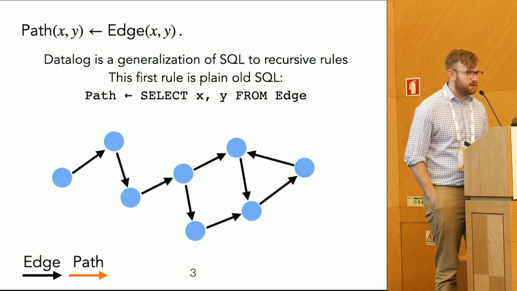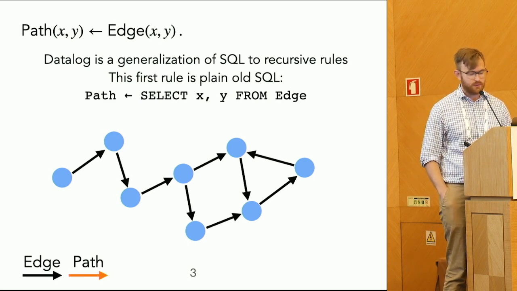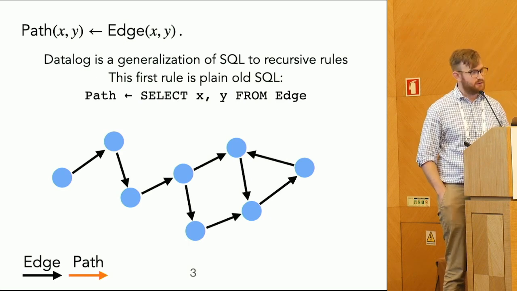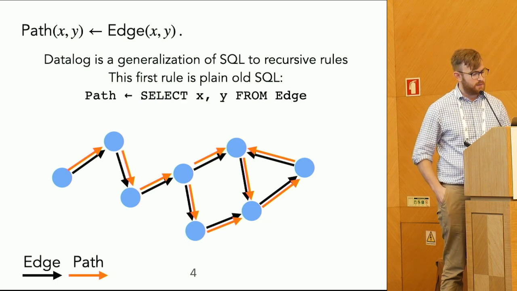And so Datalog is an extension of SQL to handle recursive predicates and recursive rules. So the first rule is just plain old SQL. So here you can imagine that we're setting path to be everything from edge and basically saying copy everything from edge into path.